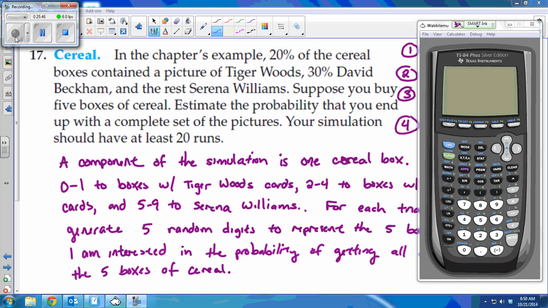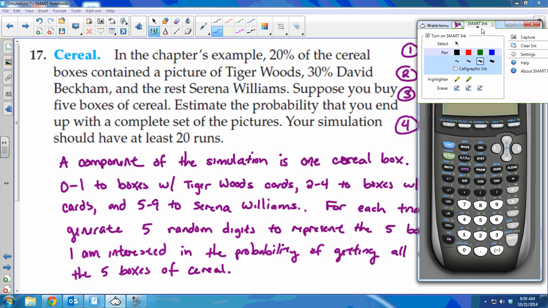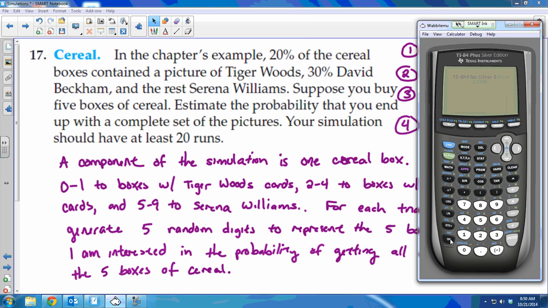Okay, on the calculator, if you want to use random integers from your calculator, you go to Math, you scroll over to Probability, the last one, and you go down to number 5 where it says rand int, because we want a random integer.